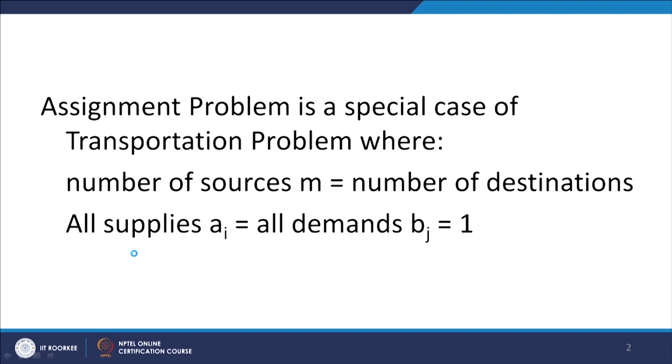Now, the assignment problem is a special class of the linear programming problems, and it is actually a special case of the transportation problem that we have studied earlier. In the transportation problem, when the number of sources, usually equal to m, and the number of destinations, usually equal to n, are both the same, and also all the supplies at the sources and all the demands at the destinations are equal to 1, then the generalized transportation problem is said to be an assignment problem.